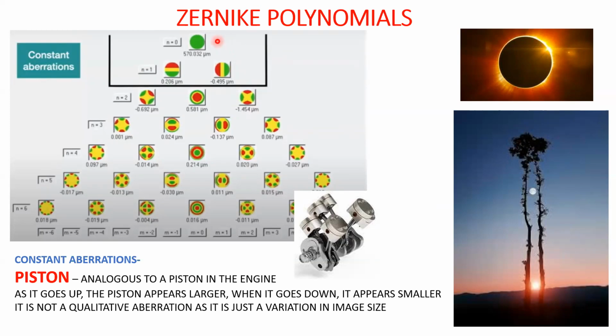The zero order aberration is known as piston. In piston, it is analogous to a piston in the engine. As it goes up, the piston appears larger, and when it goes down, it appears smaller. It is not a qualitative aberration as it is just a variation in image size. So for example, when we see an eclipse, or when we are lucky enough to see the sun or the moon on the same night sky, we can see that roughly both of them are of the same size.